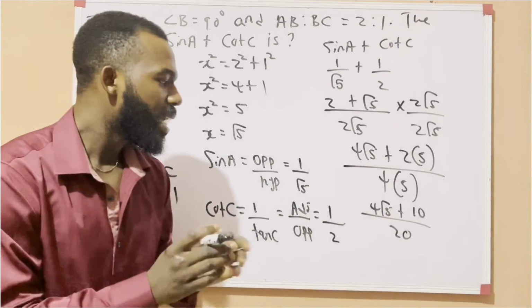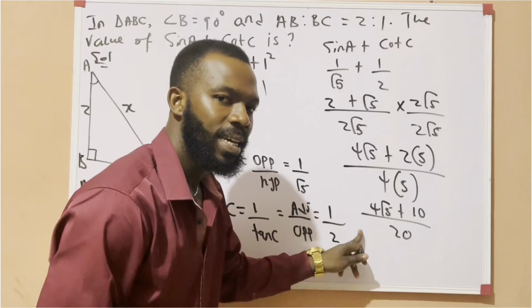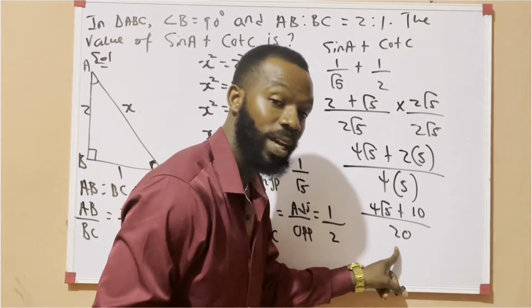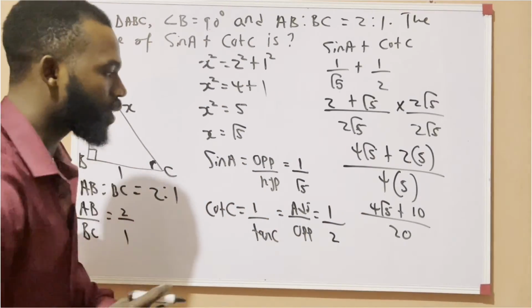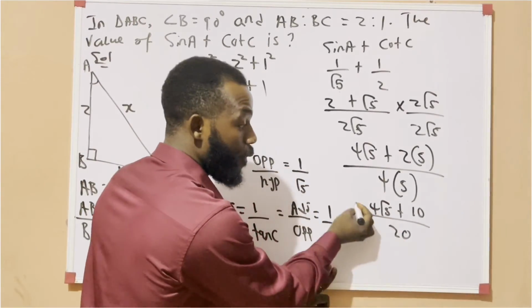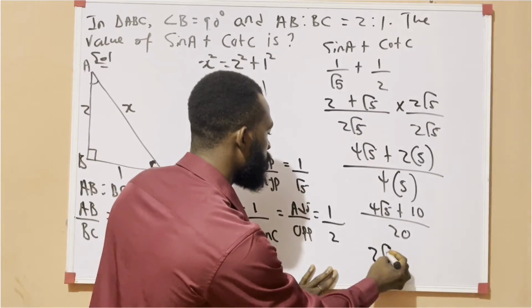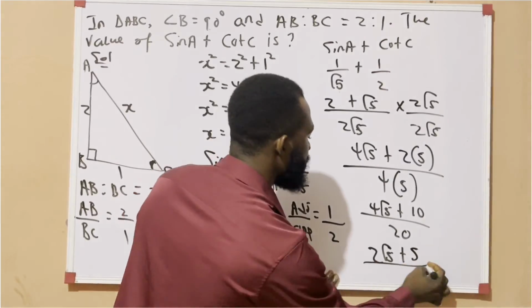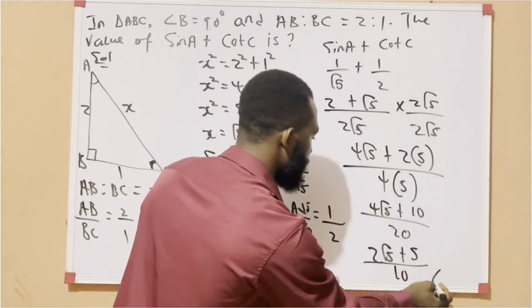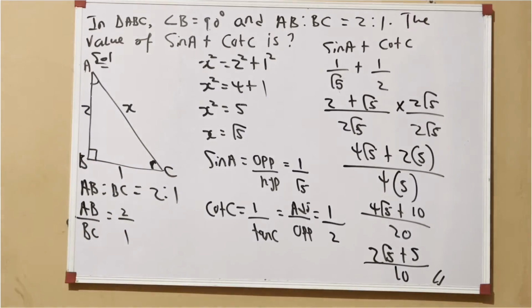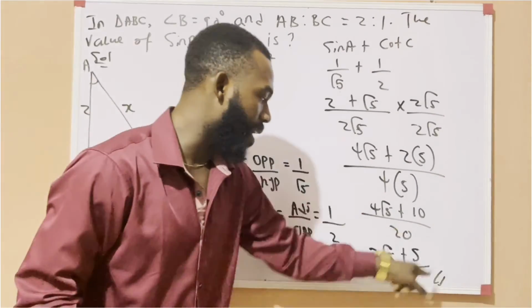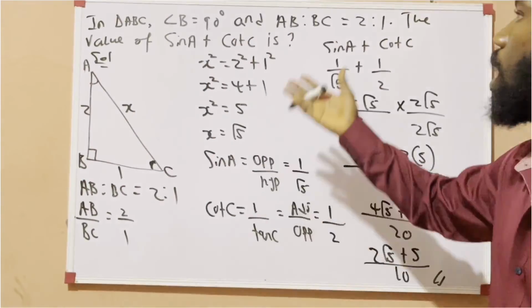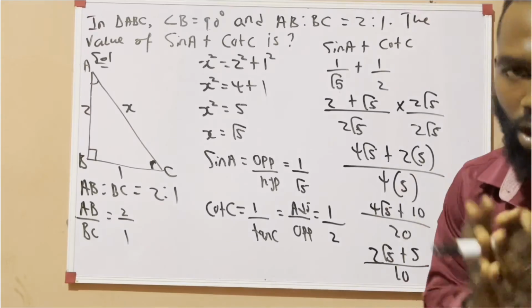Now, if you take a look at this answer, class, there is a number that can actually cancel 4, 10, and 20. And what is that number, class? 2. So if 2 cancels 4 root 5, I will get 2 root 5, plus if 2 cancels out 10, I will get 5. And if 2 cancels out 20, I will get 10. So the answer to this question becomes 2 root 5 plus 5 all over 10. So class, this is the solution to the question that we have for today.